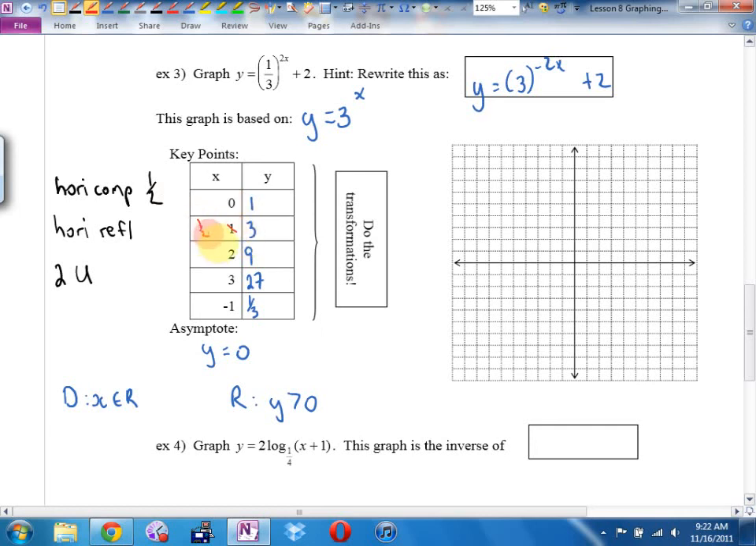That's going to become a 1/2. Yeah, decimal. I'll deal with it, though. That's going to become a 1. That's going to become a 1.5. That's going to become a negative 1/2.